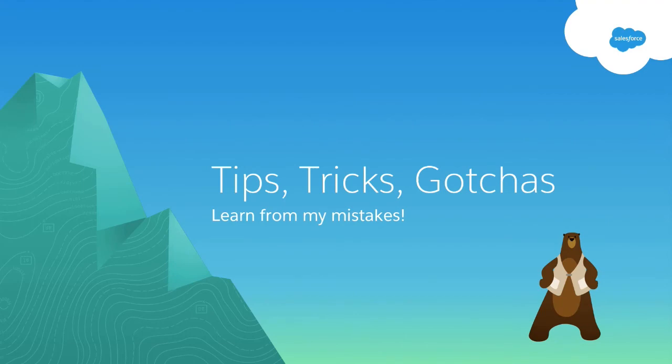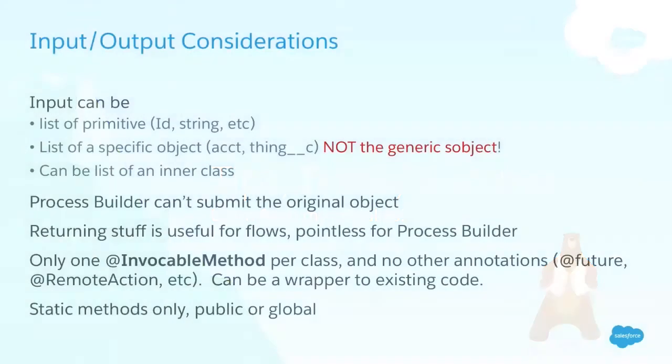All right. So I think I've covered most of the stuff I want to show on tips, tricks, and gotchas. But I'm just going to do a recap. So inputs to a process builder flow can be primitives. They can be a specific object, they cannot be the generic object. Okay? So it works really well to pass in record IDs and then have Apex figure out what that thing is with generics, because you can't just pass in anything.